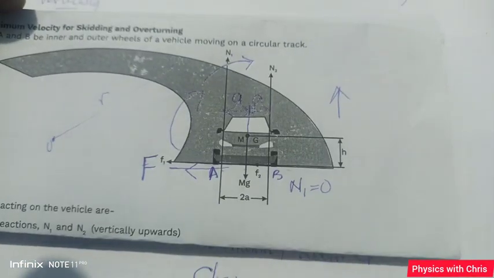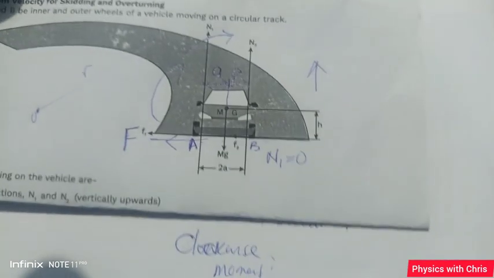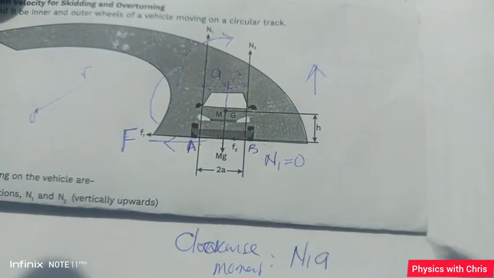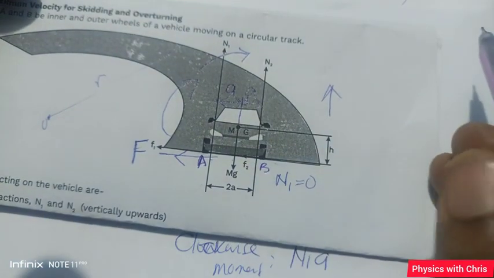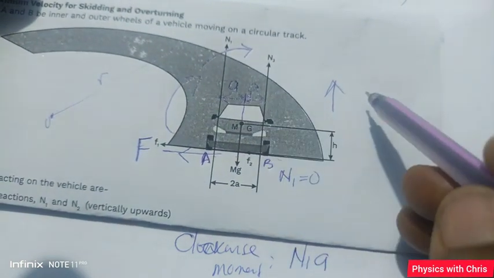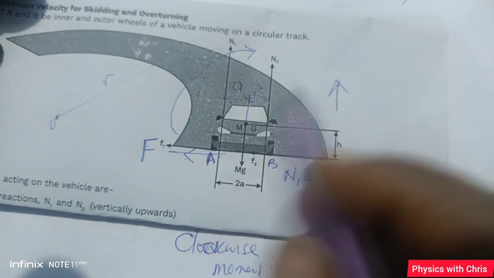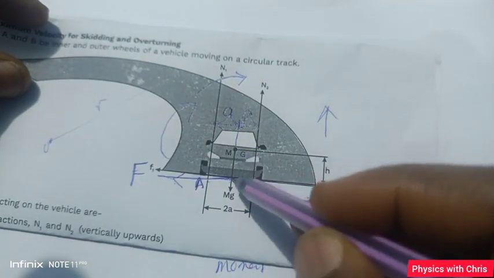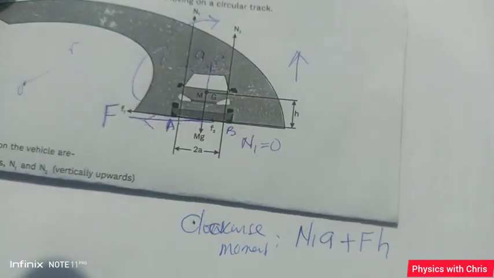Okay, so for clockwise moment, we should have that N1 times a, yes, because that is the perpendicular distance measured from the line of action of N1 to the center of mass G. Okay, so this F, which is the total frictional force, the perpendicular distance of this force from the center of mass is this distance h. So I can say this is plus F times h. So that gives a total clockwise moment.